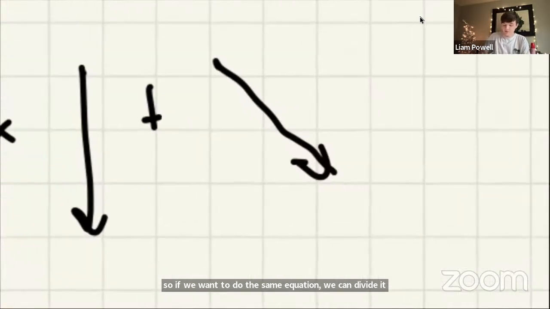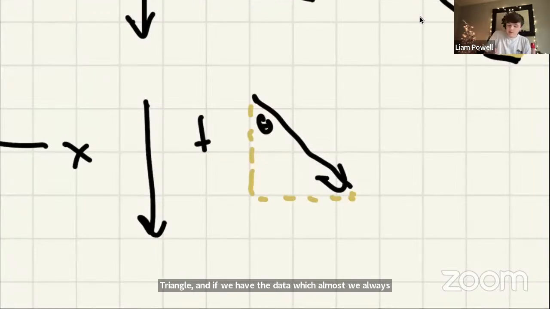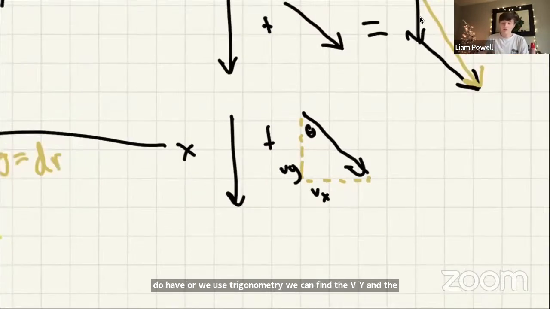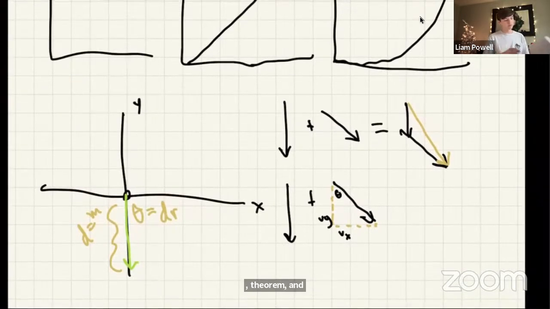So for instance, let's zoom in on the second one. This second one, we can make equal to a 90-degree triangle. And if we have the theta, which we almost always do, or we use trigonometry, we can find the Vy and the Vx components, which we can then divide up, except this one's only a y component, which can equal our final, by squaring them using the Pythagorean theorem. This might take a long time, so feel free to skip to the parts that you need.